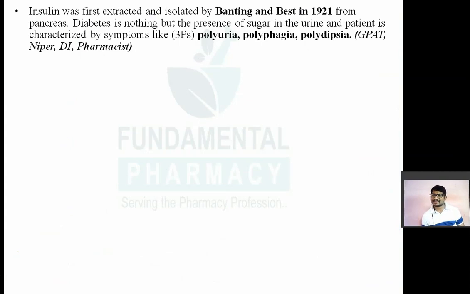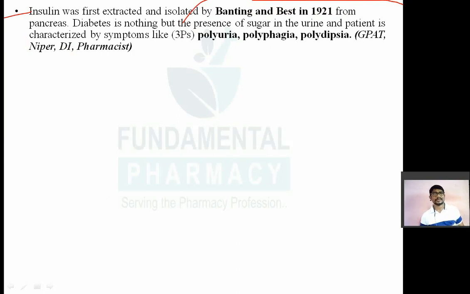So now what is insulin? It was isolated for the first time from the extract of pancreas. Insulin was first isolated from the extract of pancreas by the scientists Banting and Best. This was again a question in exam. So remember, Banting and Best isolated insulin for the first time in 1921.